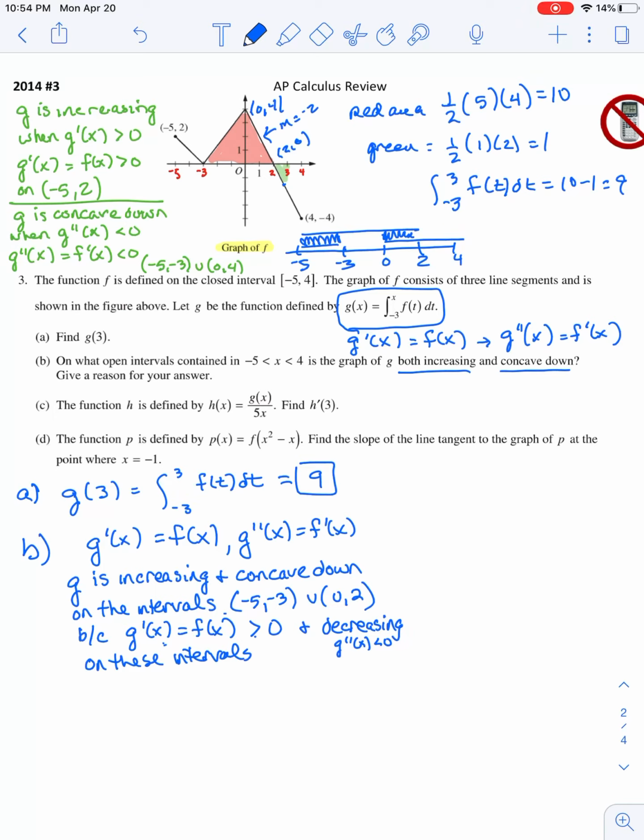So that's the same thing. And instead of saying that, you could have said g prime of x is greater than 0. You could also have said when g double prime of x equals f prime of x is less than 0. So another alternative would have been, instead of decreasing, you just could have said g double prime of x equals f prime of x is less than 0. It would have been another way to do it. Okay?